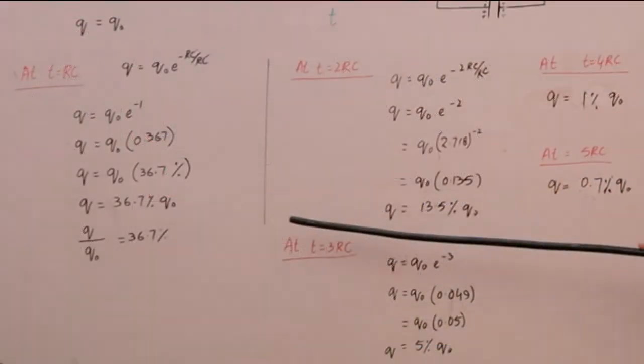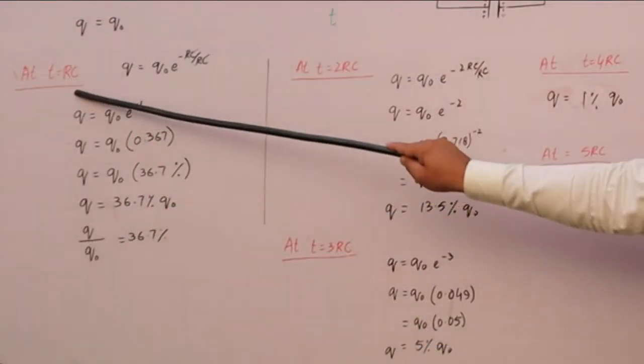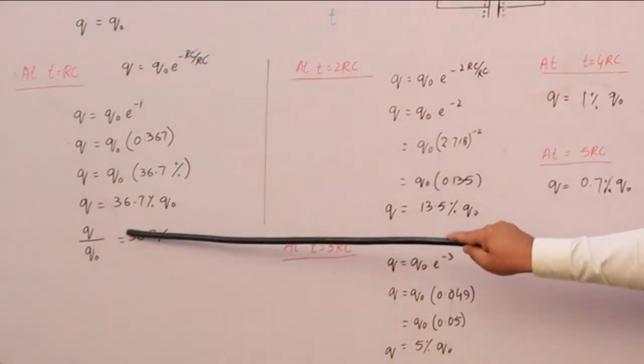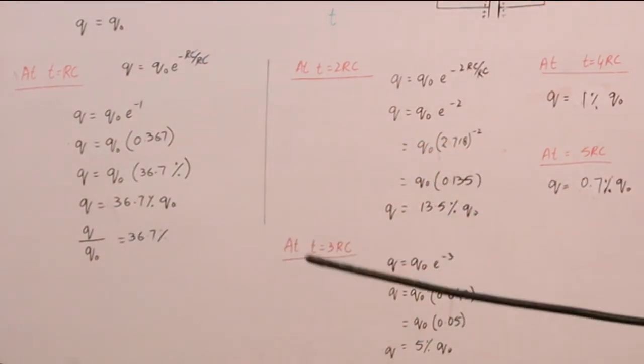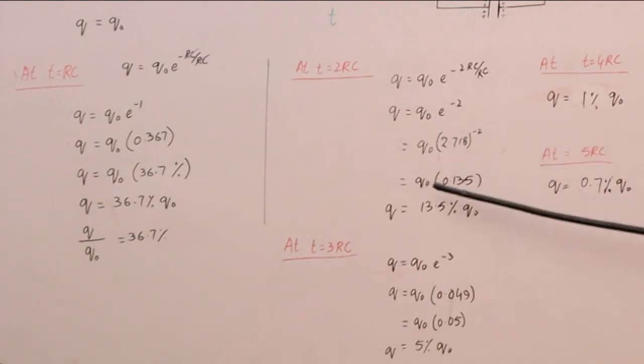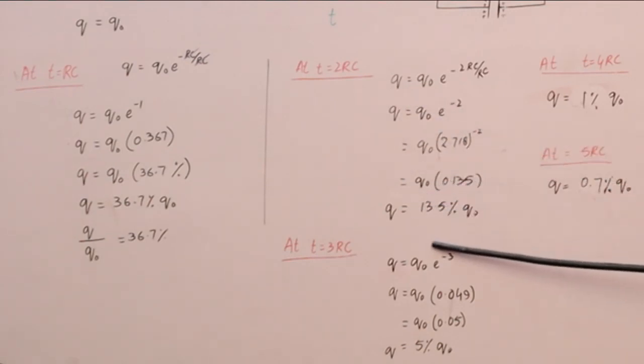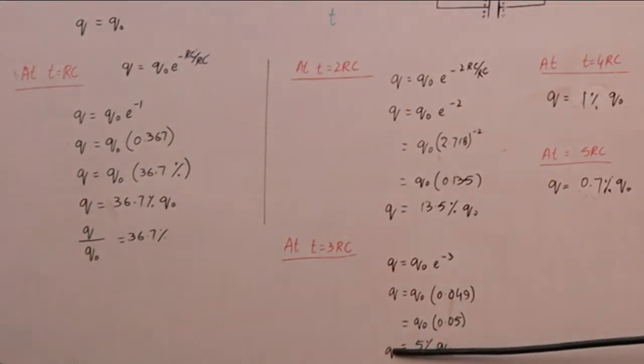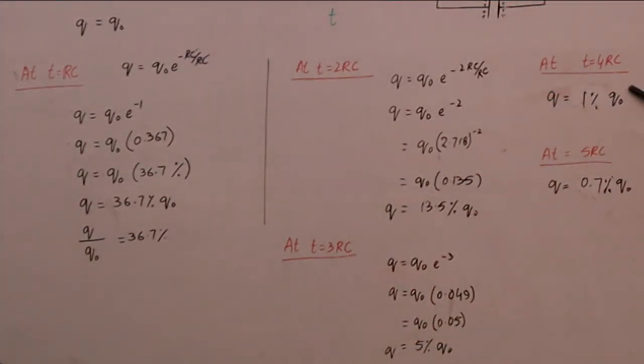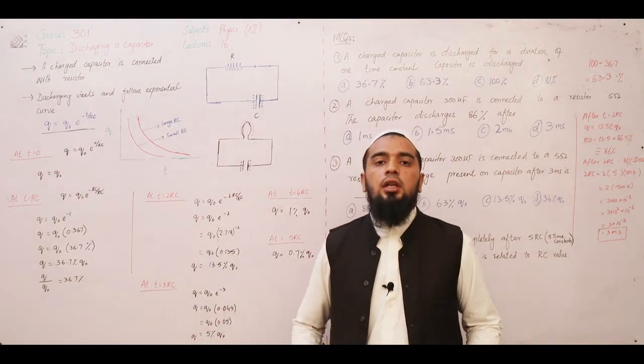Remember these points. At t equals RC, we have 36.7% of charge left on the capacitor. At t equals 2RC, 13.5% of the maximum charge is left on the capacitor. At t equals 3RC, 5%. At t equals 4RC, 1% of the maximum charge. At t equals 5RC, 0.7% of the maximum charge is there on the capacitor. These values are supposed to be remembered as well.